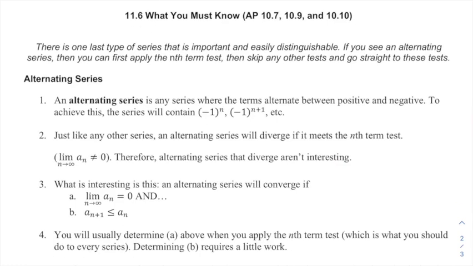Okay, here we go. This is the last lesson on series convergence or divergence. There's one last type of series that is important and easily distinguishable. You can quickly tell it's this kind of series. If you see an alternating series, then you can apply the first nth term test, skip any other tests, and go straight to these tests.